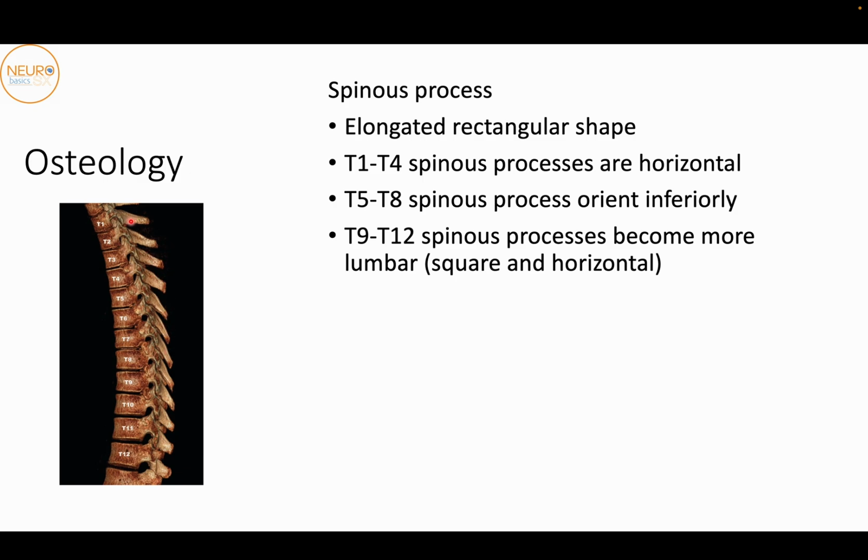Spinous processes, when it comes to the thoracic vertebrae, are rectangle shaped and they're elongated. So they are longer than what we are expecting to find in the cervical vertebrae, and they are rectangular in shape. The T1 to T4 spinous processes will be arranged horizontally, but as we go below that, the spinous processes are oriented all inferiorly. But as we come to the T11 and T12 vertebrae that we can see over here, these become more and more lumbar. They again become more square and more horizontal.